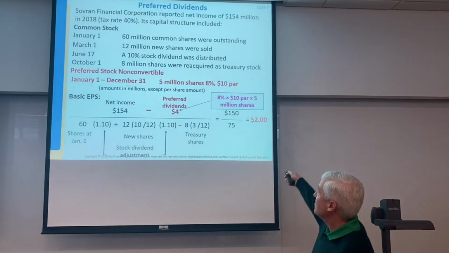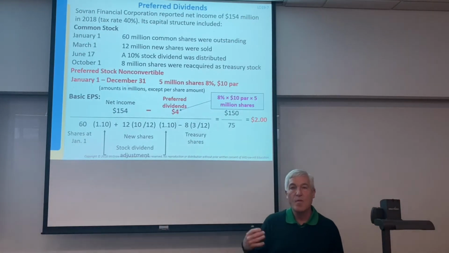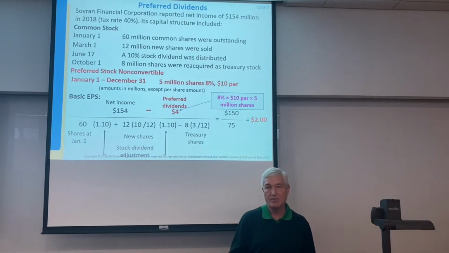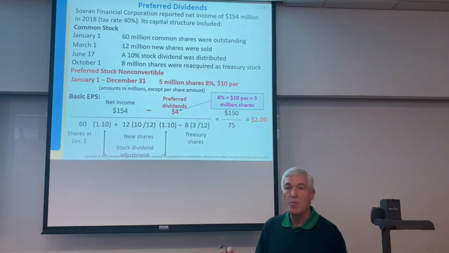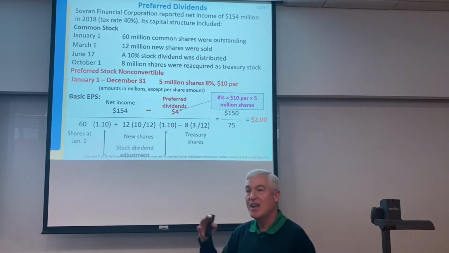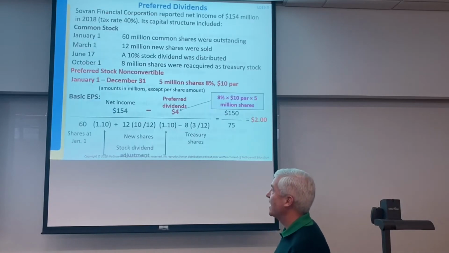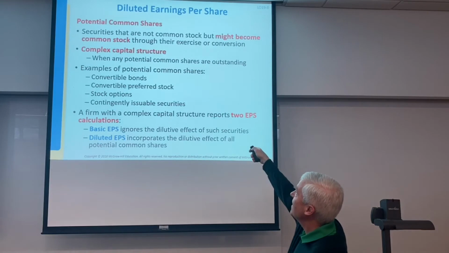And so we end up here, this is the final calculation for basic earnings per share. We would report this $2 as our basic earnings per share. And from here, we're going to get into diluted earnings per share, which is the next calculation. So this is the final basic earnings per share.